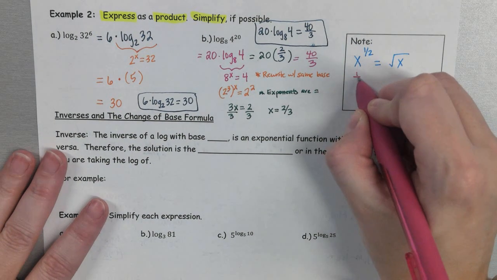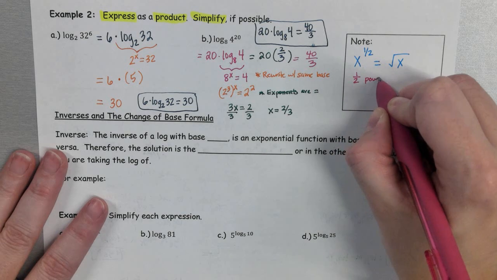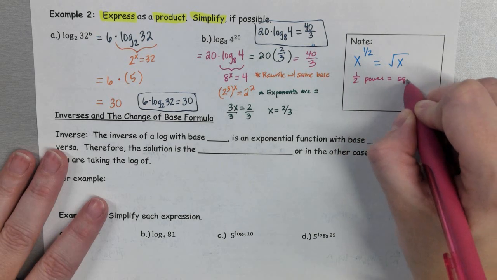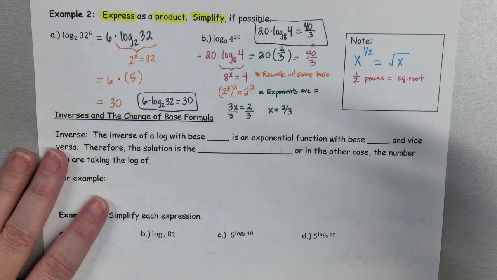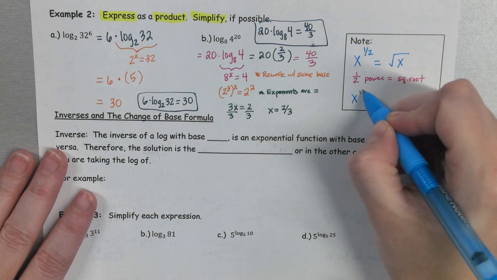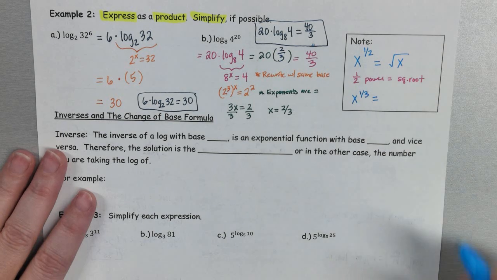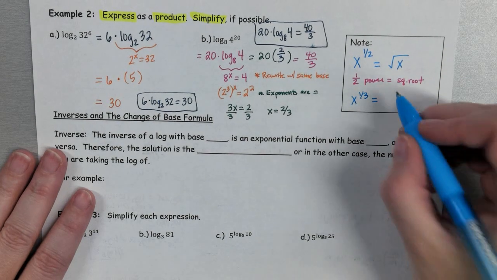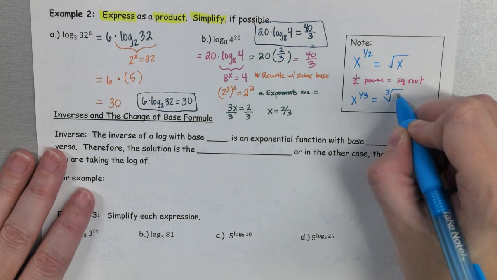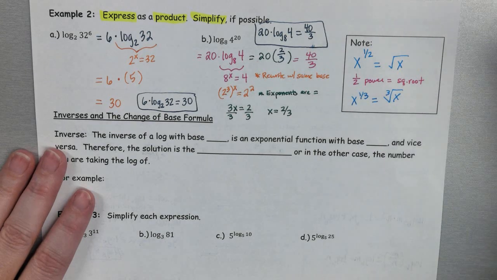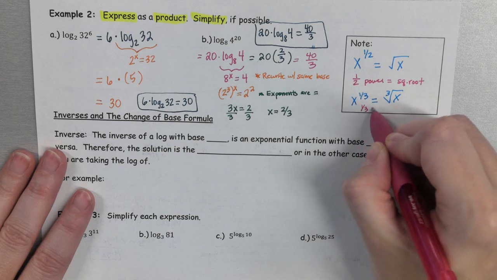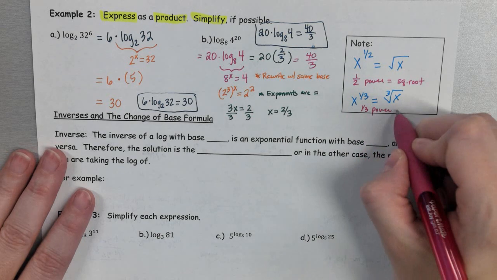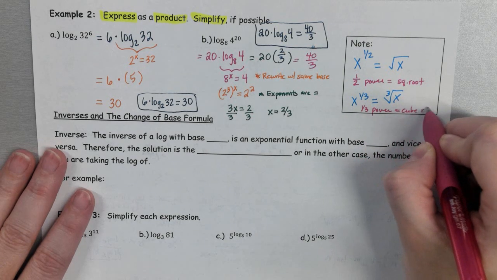So whenever you have a fractional exponent, it does represent a root. Okay, so the 1/2 power equals a square root. And this happens for multiple exponents. If you have x to the 1/3 power, that's going to be the what? Yeah, the cube root. Okay, so the 1/2 power is the square root. The 1/3 power is the cube root.